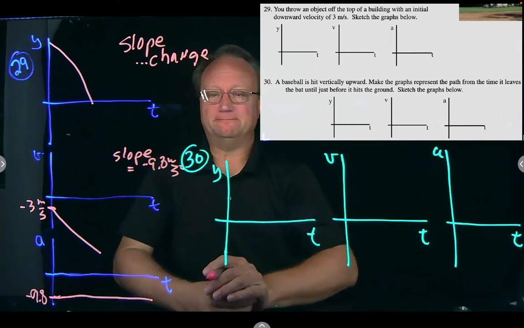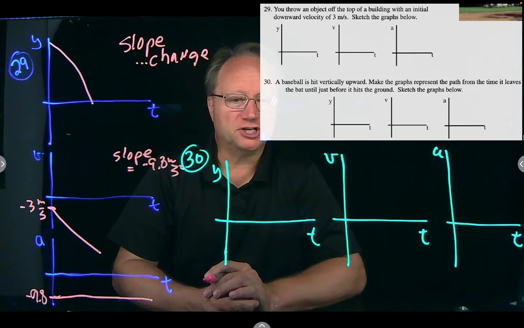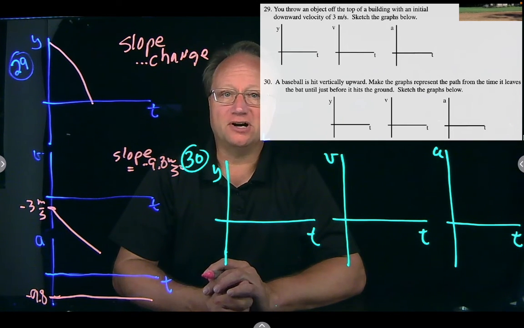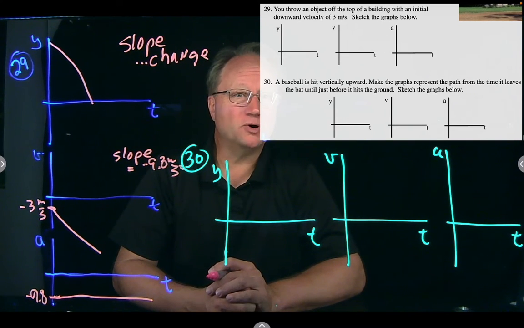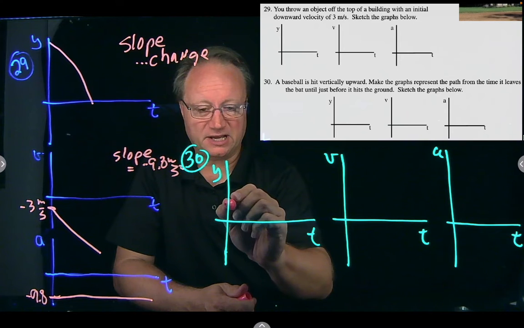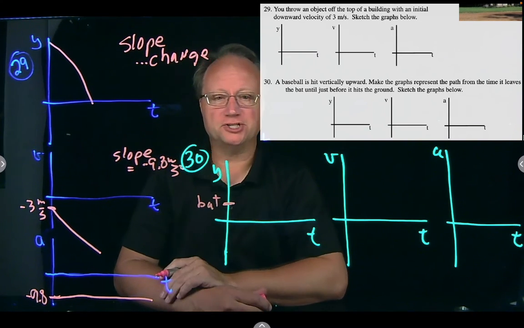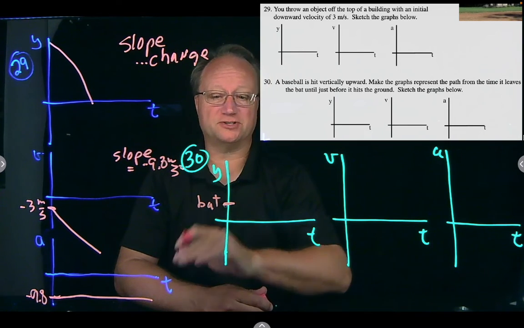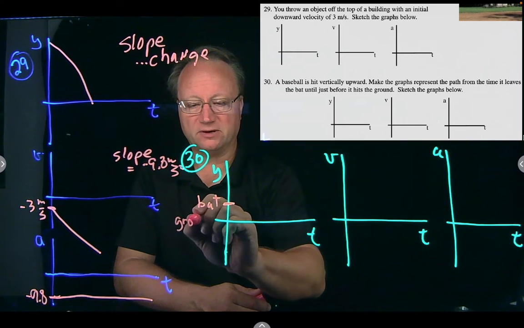Now, number 30. A baseball is hit vertically upward. Make the graphs that represent the path from the time it leaves the bat to just before it hits the ground. So then it's starting off at the height of the bat. And since batters don't lay down on the ground, it's going to be somewhere above the ground. So I'm going to say whatever that bat location is right there. And so this graph's going to start off right there, a little above, I'm going to call 0, the ground.